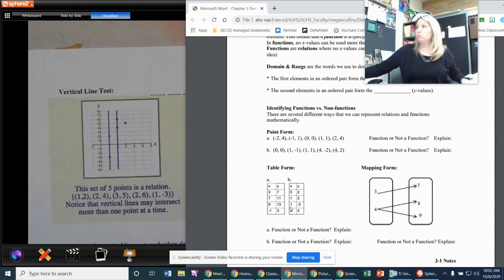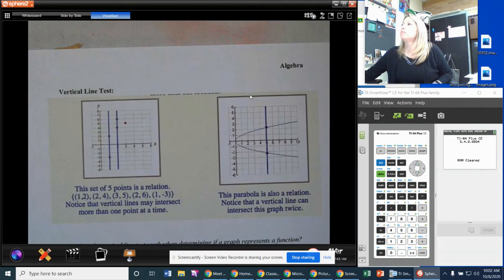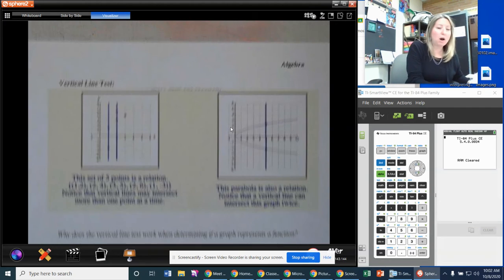Now, I get to get rid of this guy. Since we're good after this. Now, what about in graphs?